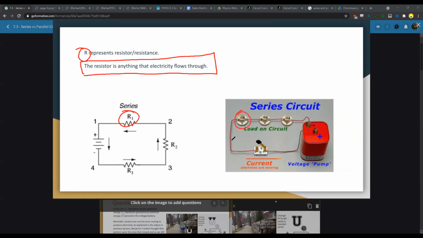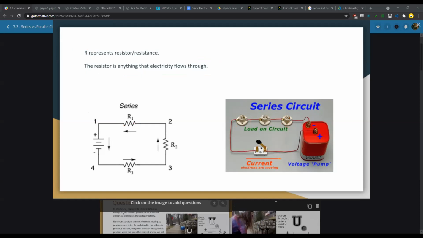So it can be a light bulb, right? If you take a look here, these light bulbs, now you can't quite clearly see what it is, but there is a light bulb over here. So these light bulbs, you can say, are resistors.